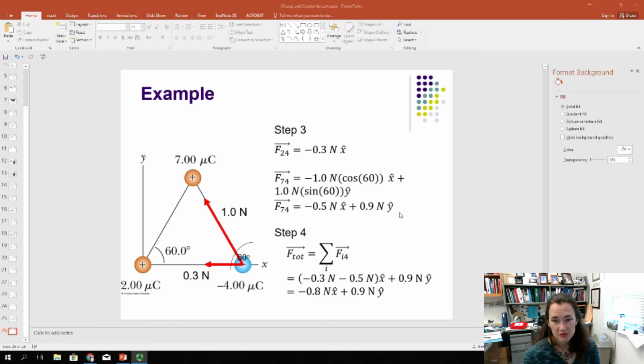Now, for my y component, my F24 doesn't have a y component, so it's 0, and then F74 is plus 0.9 newtons. So my net y component of that vector is going to be 0 plus 0.9 newtons, which is 0.9 newtons. So now I have my net force vector for the force acting on my minus 4 microcoulomb charge, and that's minus 0.8 newtons x hat plus 0.9 newtons y hat. All right. That's how to do those types of problems.